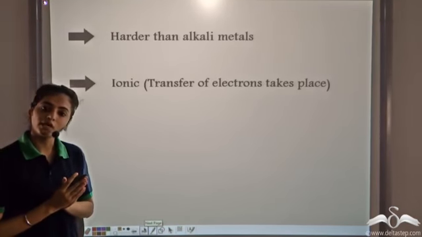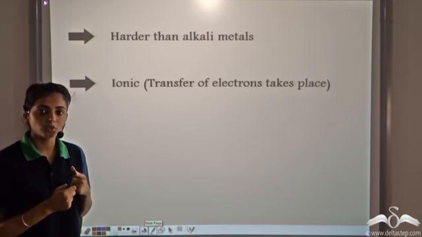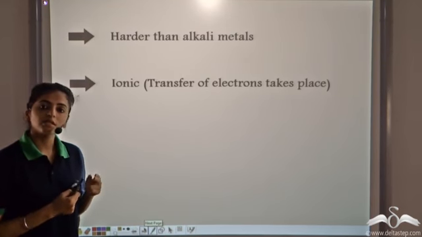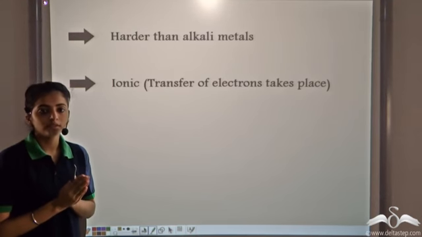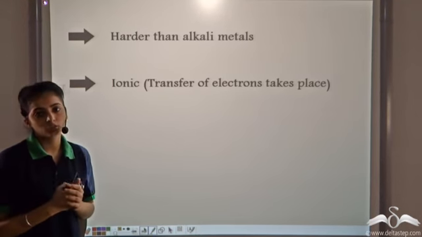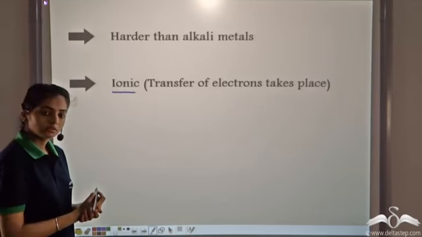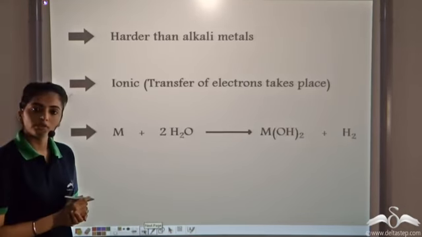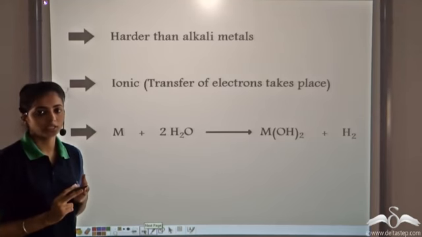They are also ionic in nature. Ionic compounds involve the transfer of electrons. Since these metals have two valence electrons, in order to complete the octet, they can easily lose these two electrons. Hence, they are also ionic in nature. And when they react with water, they form the corresponding hydroxides and release hydrogen gas.